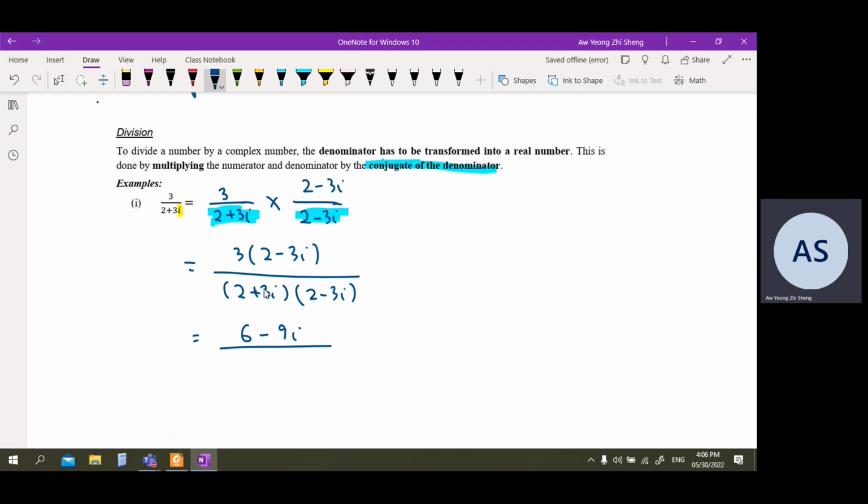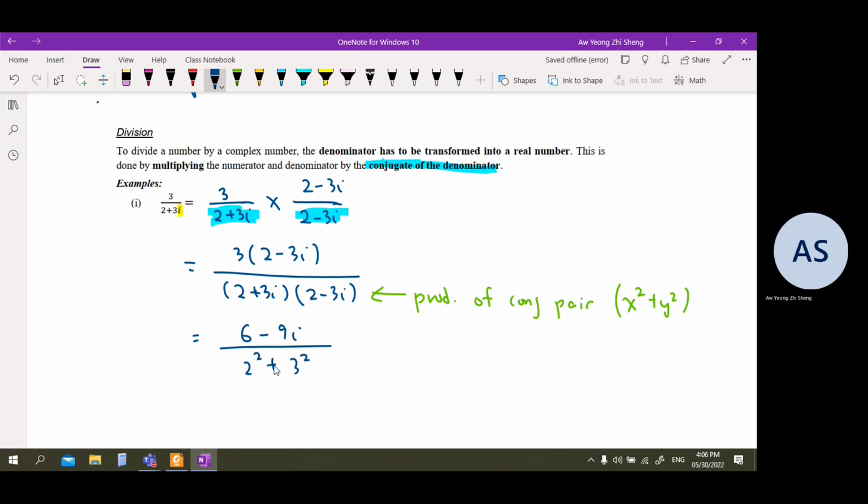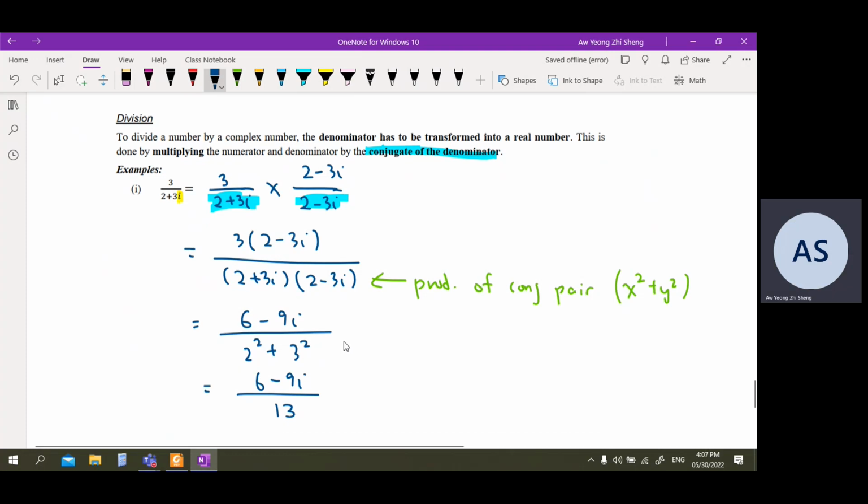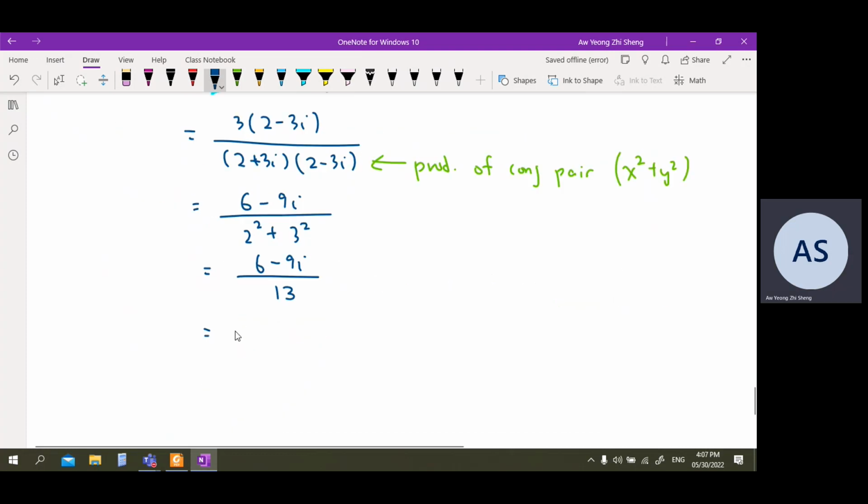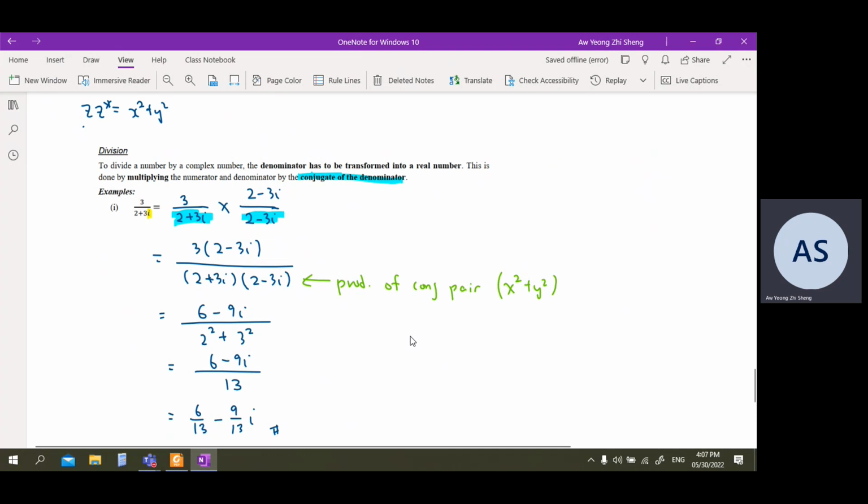At the bottom, I have a conjugate pair. This is a product of a conjugate pair, where I know the result must be x squared plus y squared. So x is 2, y is 3. So I have a single 13 at the bottom. And it's common for people to write it as two separate terms, 6 over 13 minus 9 over 13 i. For a complex number, it is common for people to write in the form of x plus yi at the end.